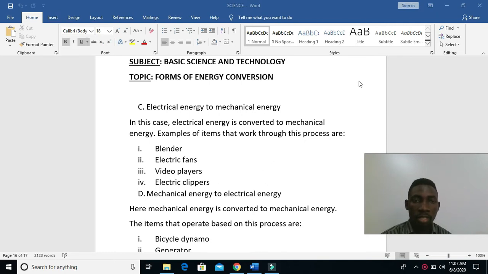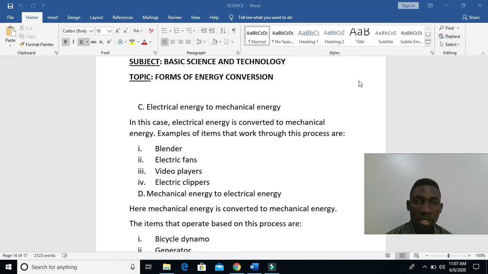I really hope you understand it. Like you can see on your screen, the third one is from electrical energy to mechanical energy. Now in this case of conversion, electrical energy is converted to mechanical energy. And we have examples of products of technology that actually work through this process. Don't forget, in this case, there is a conversion from electrical energy to what? Mechanical energy. Electrical energy has the power or the source from electricity, while the mechanical is talking about machine related, something being done by machine.